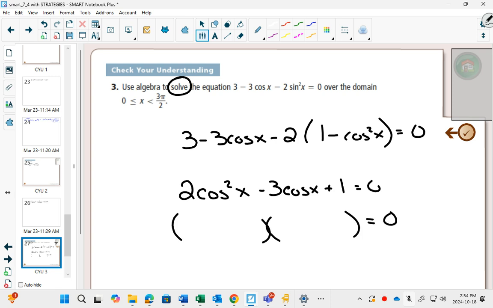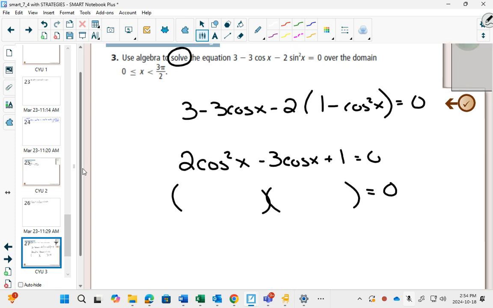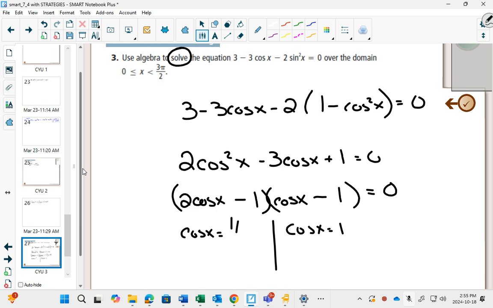Quadratic, you can either factor or use the quadratic formula. If it factors, that's usually quicker. Well, if it does, the only way I can get a first one of 2 cos squared x would be 2 cos x and cos x. If it does, the only way I can get a last one of 1 would be 1 and 1. To get a negative 3, does my outside and my inside, if they're both negative, give me negative 3? Quick check. My last one's still plus 1. Everything is good. So we get cos x equals 1 and cos x equals 1/2.